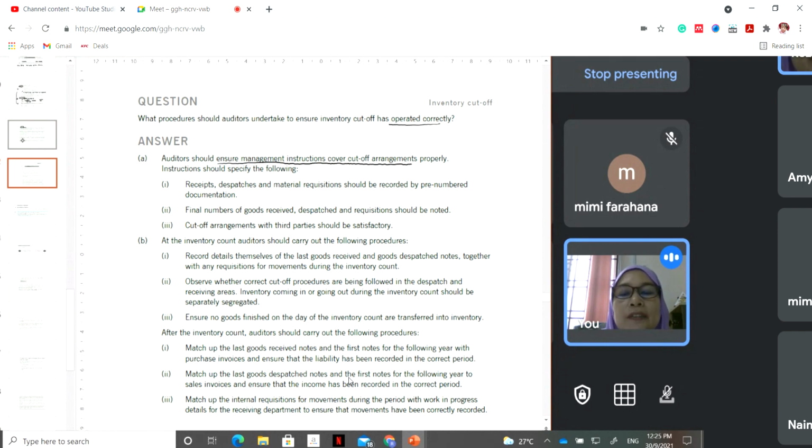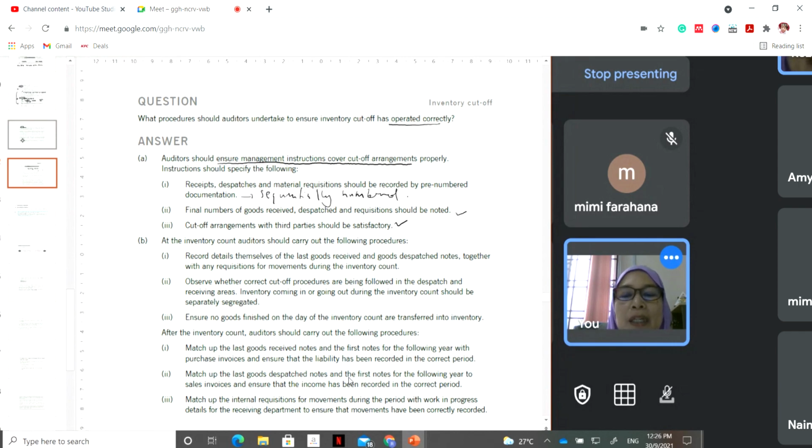So receive, dispatch and material requisition should be recorded by pre-numbered documentation or sequentially numbered. So yang ni as what you have in the book tadi lah. Final number of goods received, dispatch and requisition should be noted. Cut-off arrangement with the third party should be satisfactory. So these are what the auditor should ensure with the management.